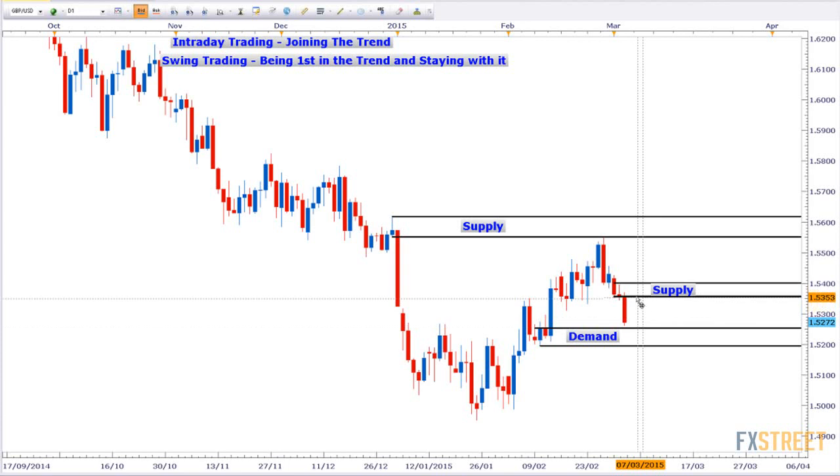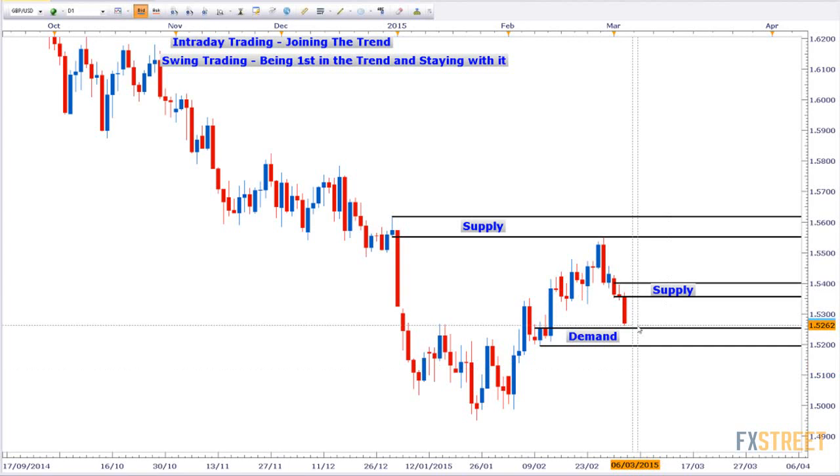And then the question is, okay, what can we do at this supply level? We can look to go short again. And then what we'll do on there is we can make a decision, use the opposing demand level as our profit target. See, what I like to do is use the opposing levels of supply and demand as my profit targets. Yeah?